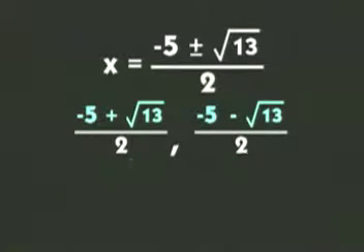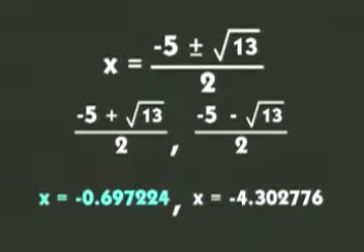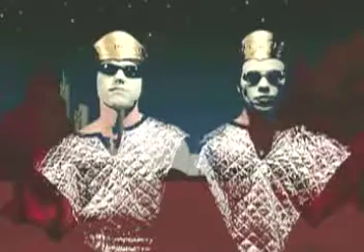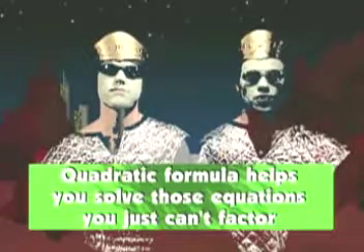If you do, remember to add or subtract radical 13 from negative 5 first, and then divide that result by 2. Rounding to 6 decimal places, we get x equals negative 4.302776 and x equals negative 0.697224. But normally, you can just leave the answers in radical form. So the quadratic formula helps you solve those equations you just can't factor any other way.